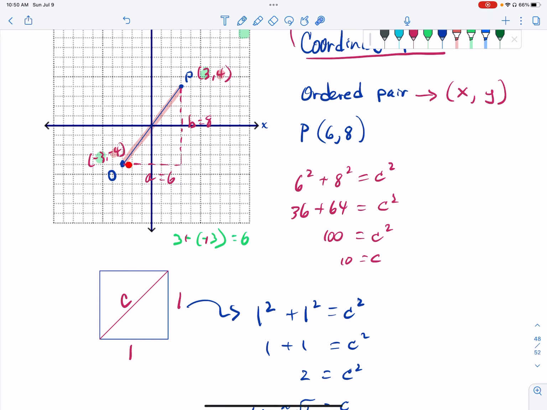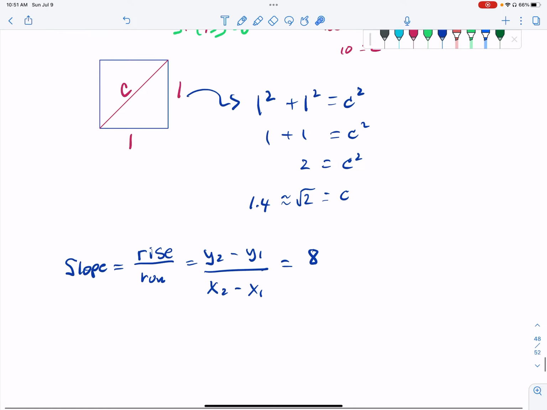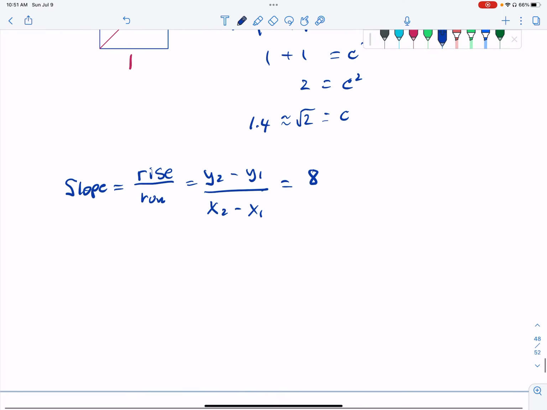And of course, you can notice that you could just count those things up as we did whenever we measured the distance between point O and P. So that's going to go on the bottom. And you can leave it like that, or I would recommend reducing. We have a common factor of 2, so that'd be 4/3.